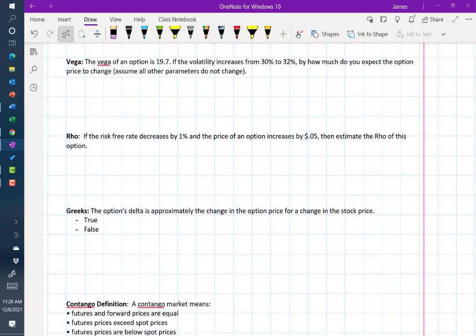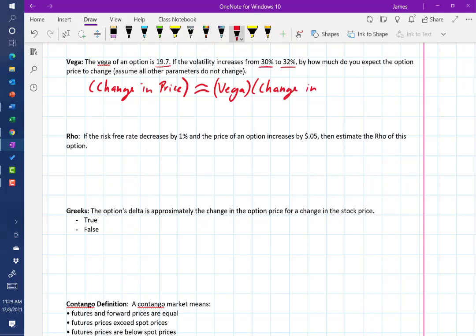Let's go down to Vega. The Vega of an option is 19.7. If the volatility increases from 30% to 32%, by how much do you expect the option price to change? Okay, same pattern. Change in price is approximately Vega. No, there's no Greek letter here. They just made it sound like a Greek letter. Times change in what? Vega is with respect to volatility, which sometimes is abbreviated vol.